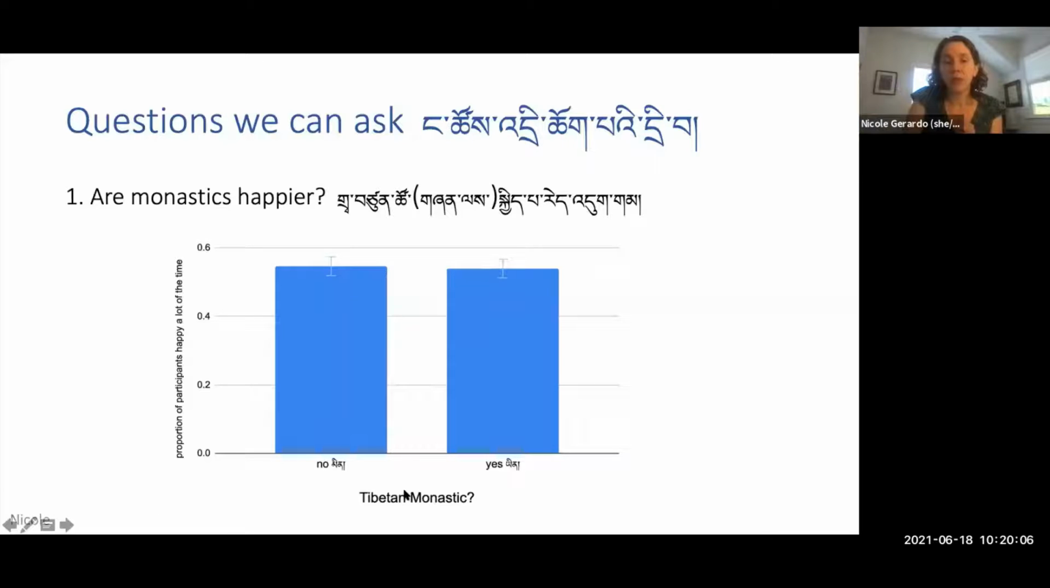So just to walk you through this, here on the horizontal axis, which is also called the x-axis, we see people who are not monastics say that they're happy about 55% of the time. They say they're happy a lot of the time. And about 55% of the monastics say that they're happy a lot of the time.